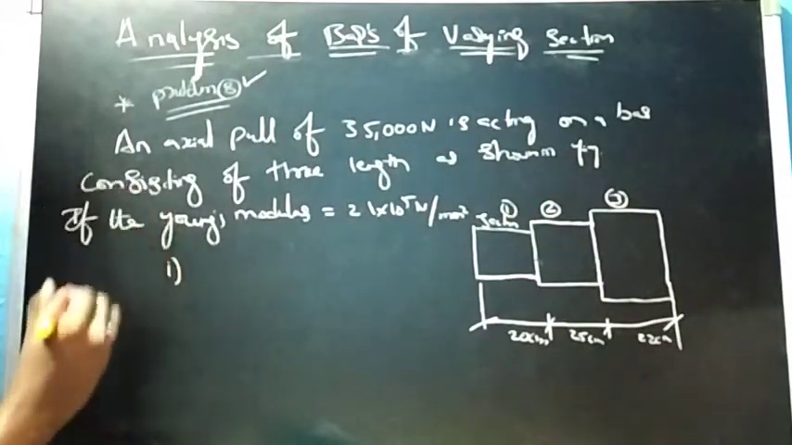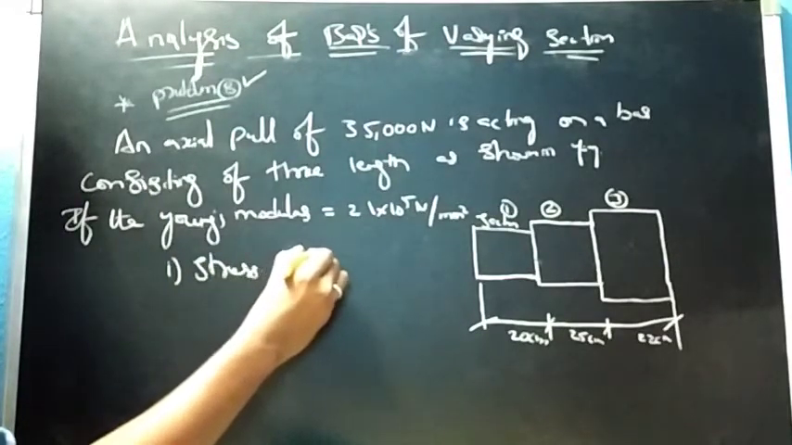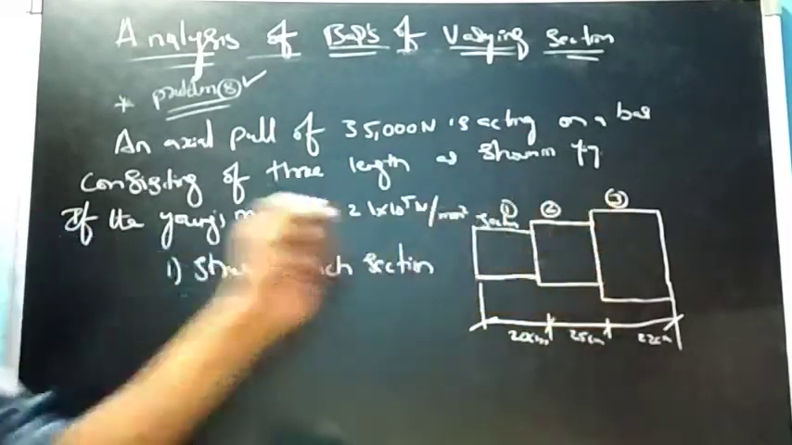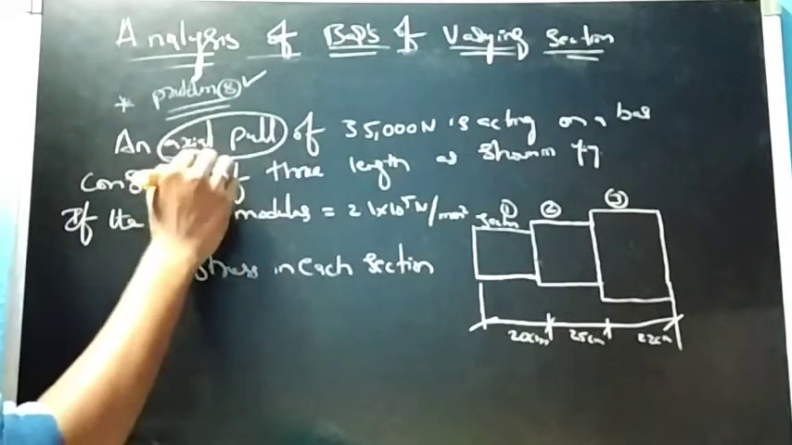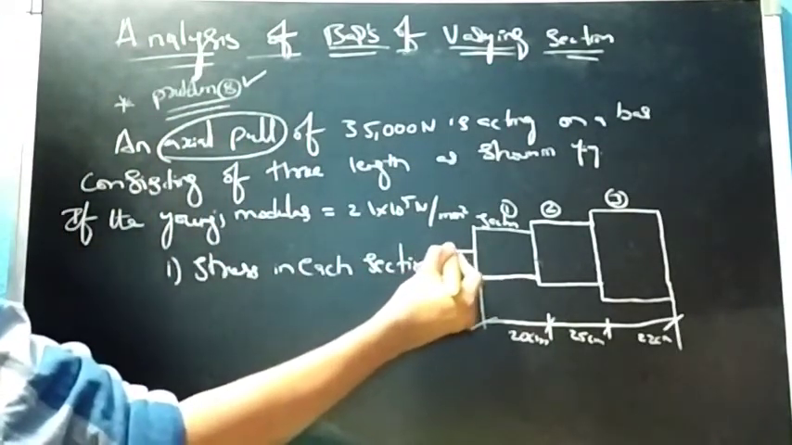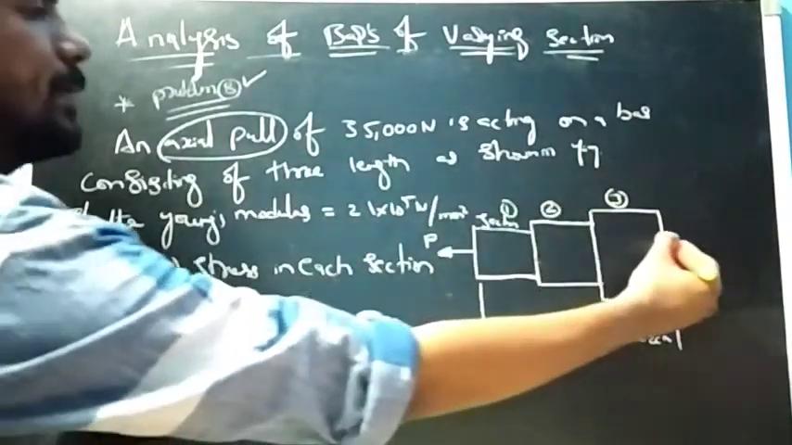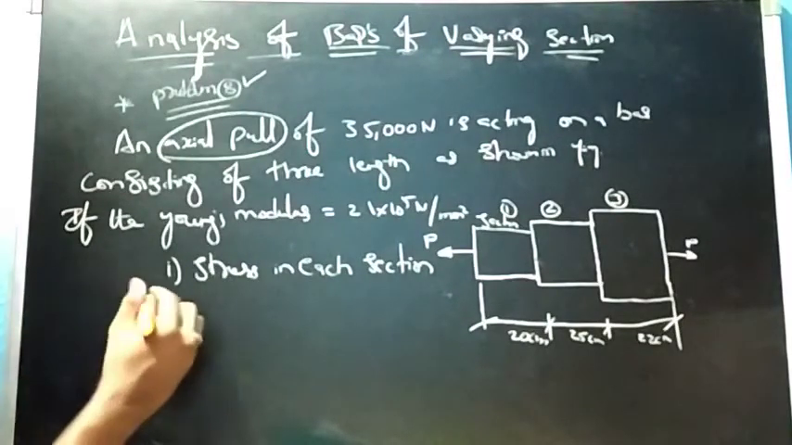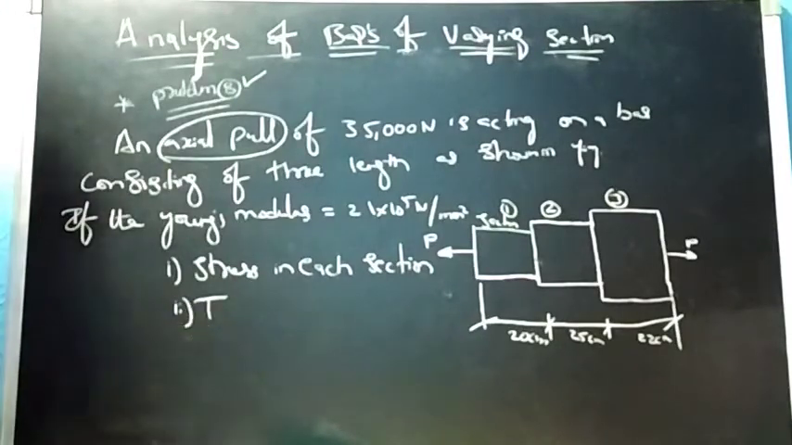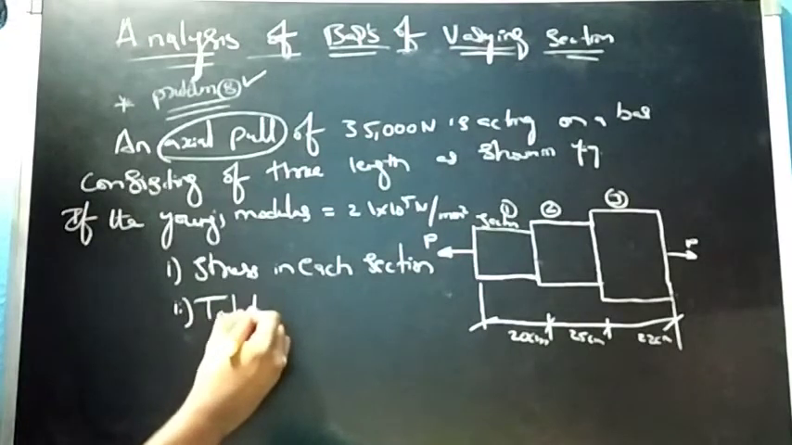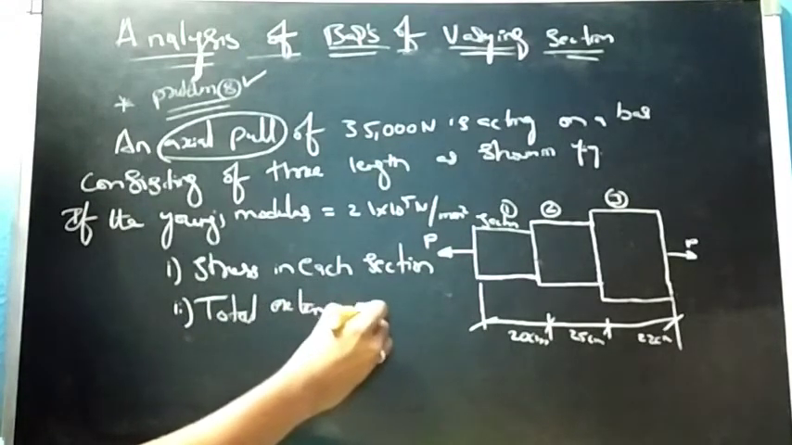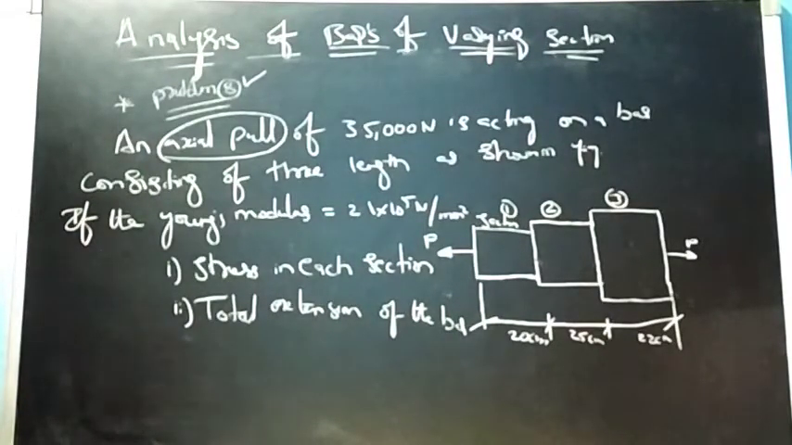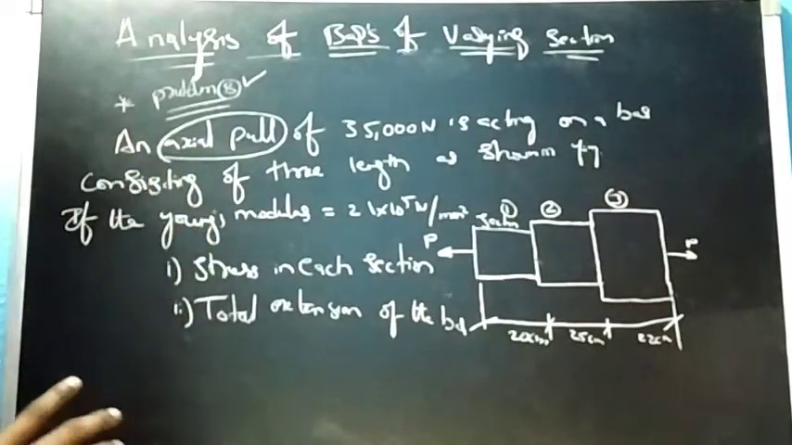So in the question he is asking to determine the stress in each section. So we have to find the stress in each section, and when an axial pull is applied, that is nothing but a tensile load. Let's say P is the load. The second thing we have to determine is the total extension of the bar. So how much is the total extension of the bar? That is what we are going to determine in this problem.